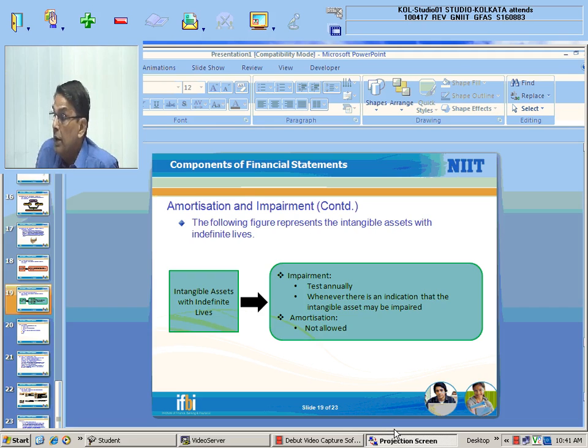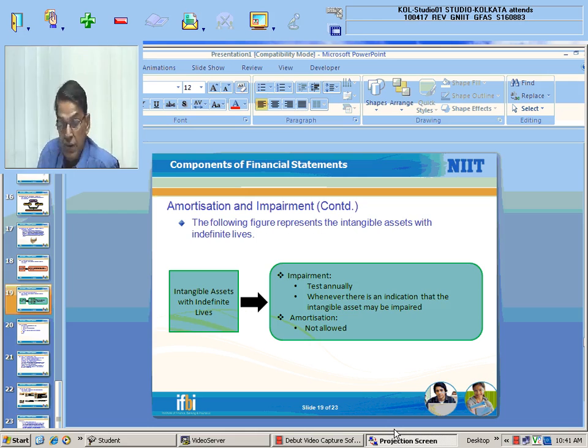No amortization is allowed in case of intangible assets with indefinite lives. So they are not to be amortized. However, assets must be tested for impairment annually, and wherever there is an indication, the impairment loss must be accounted for. IAS 36, which we will be dealing with subsequently, provides guidance on impairment, so we will discuss impairment in more detail. Additionally, the determination of an indefinite useful life must be reassessed at each balance sheet date. Whether the asset has an indefinite useful life or not must be reassessed at each balance sheet date.